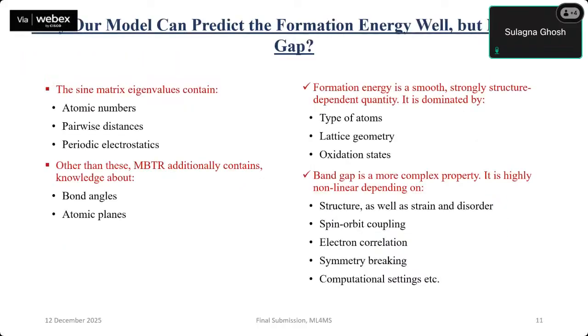Because the Coulomb matrix eigenvalues essentially contain the atomic number and the pairwise distances between the atoms, while MBTR additionally contains information about bond angles and atomic planes. But these features are sufficient for the prediction of formation energy. For band gap, it is a more complex property, and we need more information on the composition.